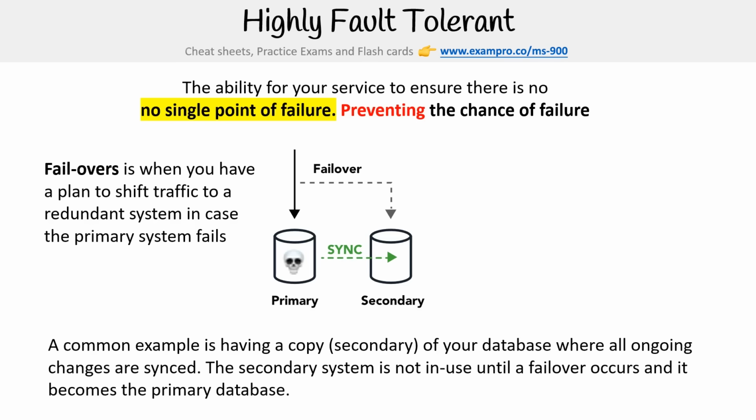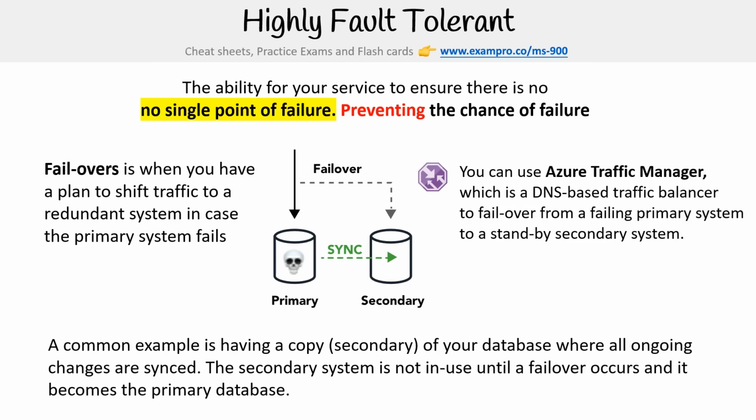So what would you use in Azure to build out a highly fault tolerant system? That's where Azure Traffic Manager comes into play. This works at the DNS level. The idea here is that you can fail over from a primary system at the DNS level to a standby secondary system. This is really great if you have regional failures. You could probably also use a load balancer, but this is the case that I'm showing here. So there you go.